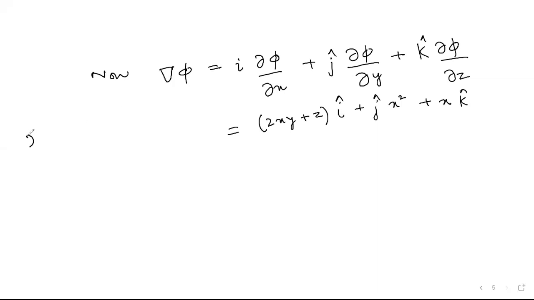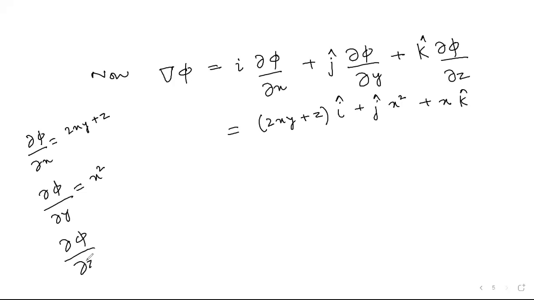That means I am saying dou phi by dou x is 2xy plus z, dou phi by dou y is x square, and dou phi by dou z is x. Check this at home. Dou phi by dou x is 2xy plus z. Dou phi by dou y is x square. And dou phi by dou z is x. Now I have to specify the point. This is the general del phi at some general point x, y, z.